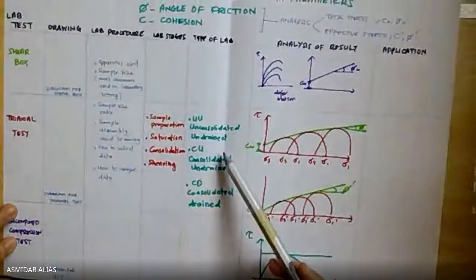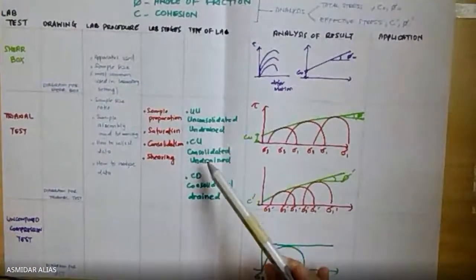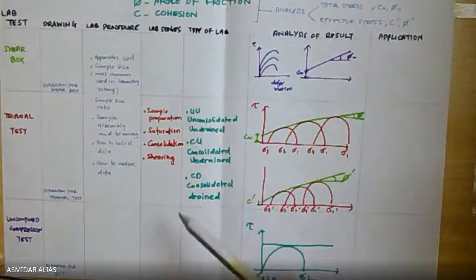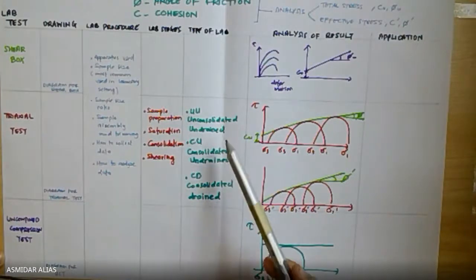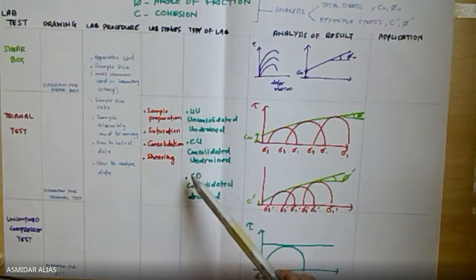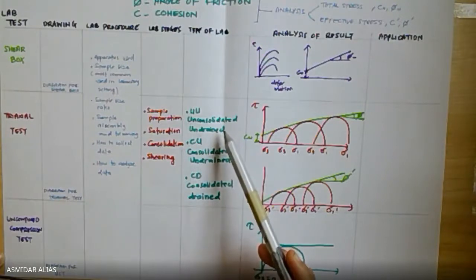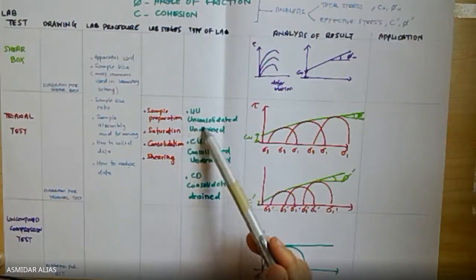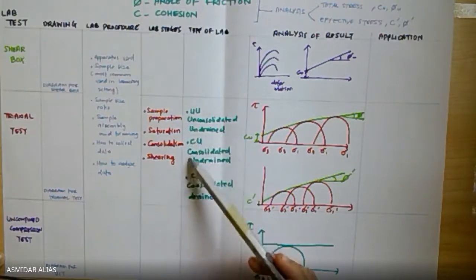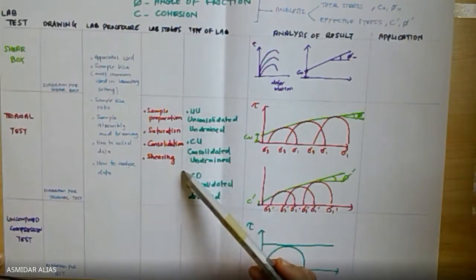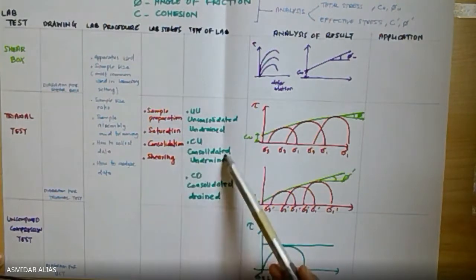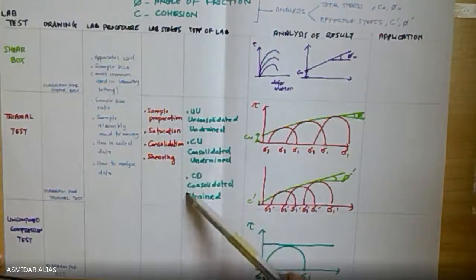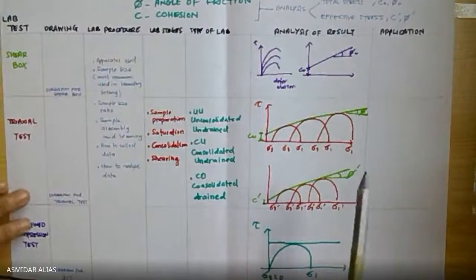Okay, this is also special for the triaxial test. For the shear box and UCT test, you only have one test, but in the triaxial test, you have 3 different tests that you can do in the lab. The first one will be UU, which is the unconsolidated undrained test. The second one will be CU, the consolidated undrained test, and then CD, which is the consolidated drained test.